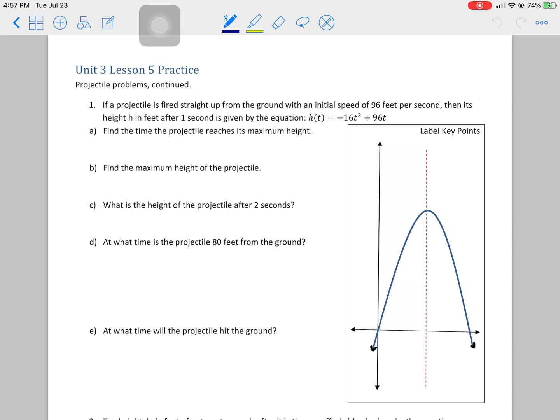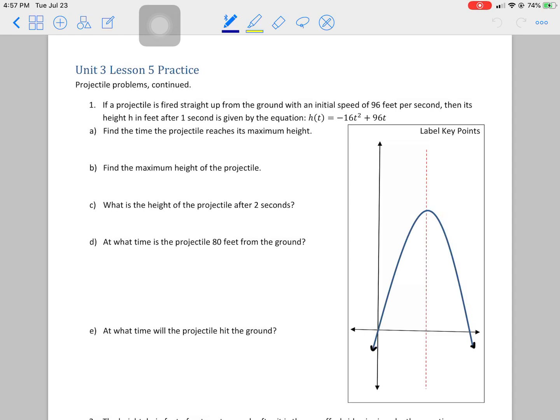All right, page 5 of lesson 5, we're going to talk about projectiles and labeling our key points here. So number 1, if a projectile is fired straight up from the ground with the initial speed of, you can aim things straight up, but they're going to kind of drift and then come back down. So I wouldn't pay so much attention towards straight, but it's going to go up.